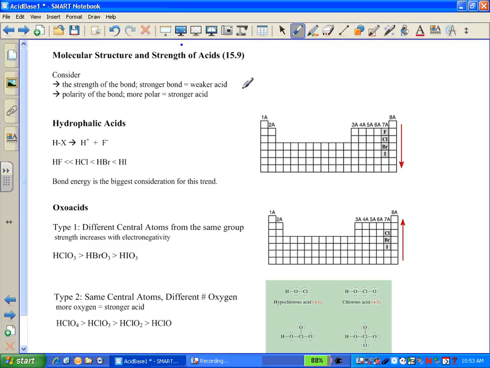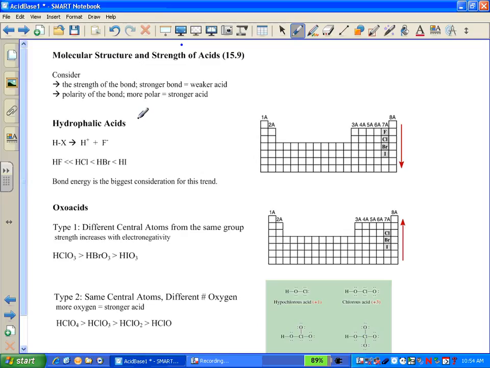So when you want to compare two molecules to one another and decide which one is a stronger acid, you've got two things that you need to look at. You need to look at the strength of the bond that needs to be broken. The stronger the bond, the weaker the acid will be because the bond needs to break in order for the proton to be donated. The other thing to consider is the polarity of the bond that needs to be broken. So the more polar a bond is, the stronger the acid. The reason for that is, as you'll see in the case of having oxygen present, the oxygen is drawing the electron density away, and allowing for the hydrogen to be donated more easily.